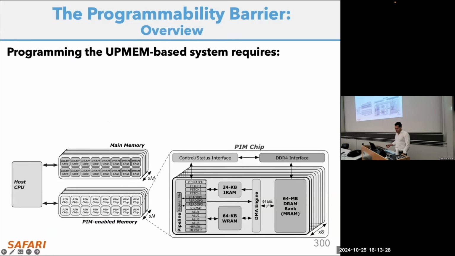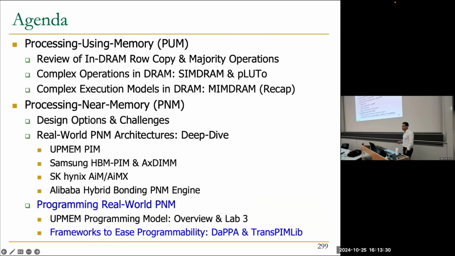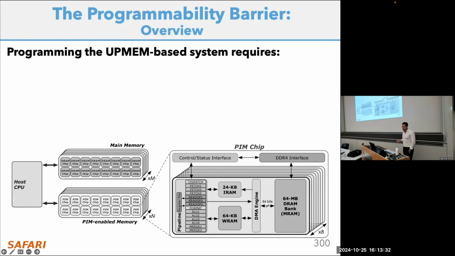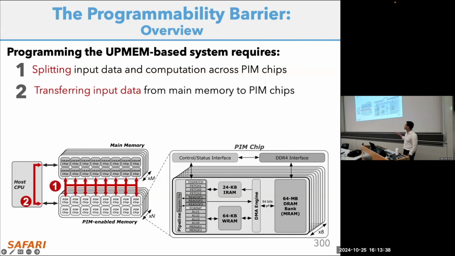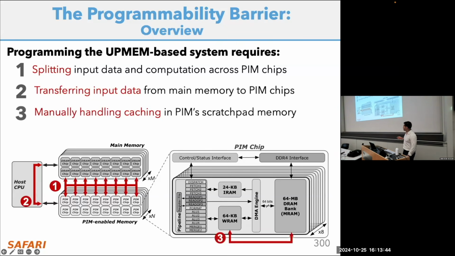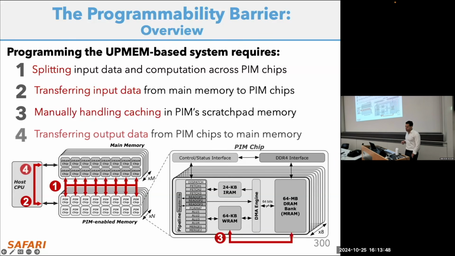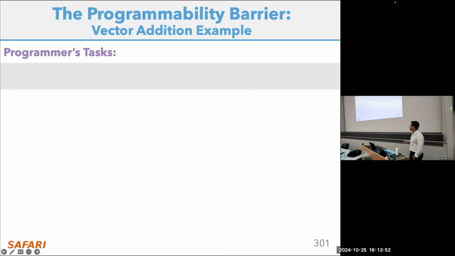So that was the main thing. As you saw, programming these DPU systems requires you to do a bunch of stuff. You need to split the data across the different kernels. You need to manually transfer the data between the DPUs and the host memory. You need to manually handle caches between the MRAM and the WRAM, and you need to manually transfer your output data from the chips to main memory.